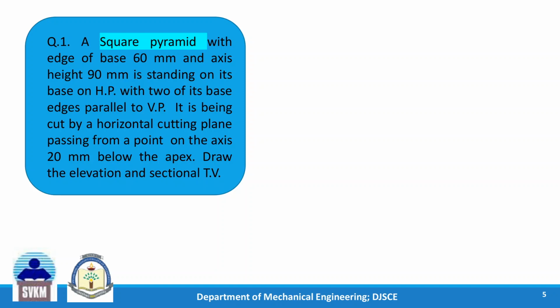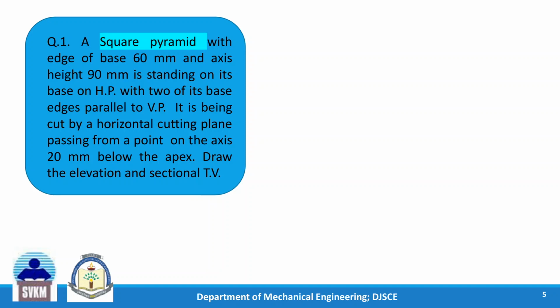So this solid, which is resting on HP on its base, is being cut by a horizontal cutting plane, which is parallel to HP and perpendicular to VP. The cutting plane is passing through a point on the axis 20 mm below the apex. We are supposed to draw the elevation, that is the front view, and the sectional top view.